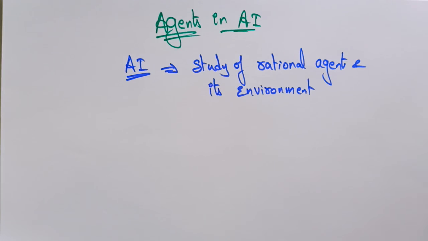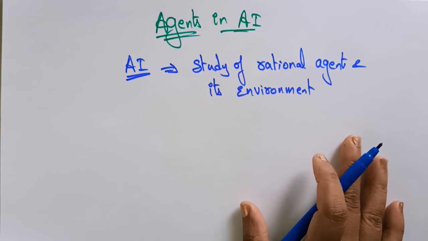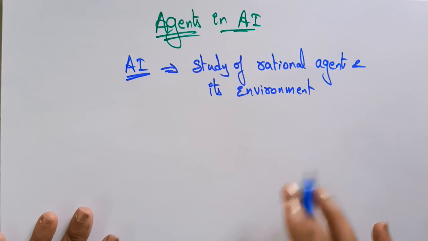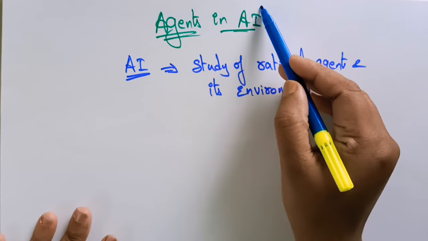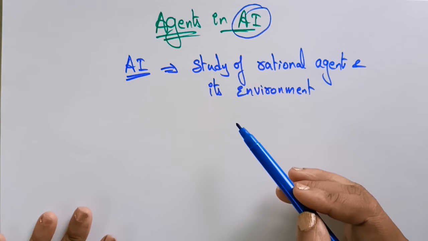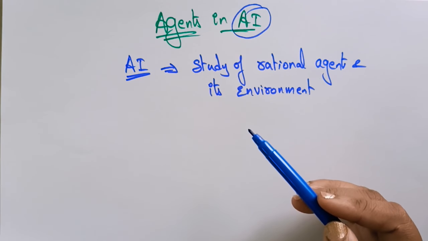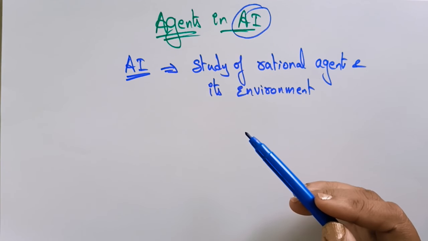Hi students, welcome back. Coming to the next topic in the subject, artificial intelligence: agents in artificial intelligence. So far we have discussed AI, artificial intelligence. What is the definition of artificial intelligence? Now coming to the agents in artificial intelligence.